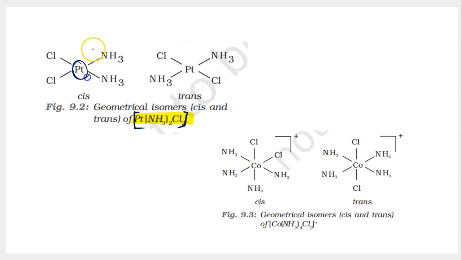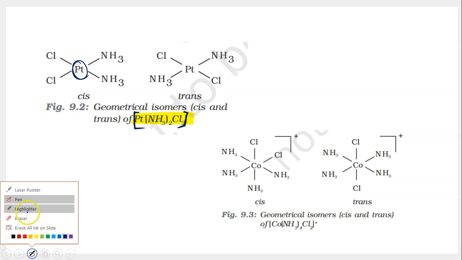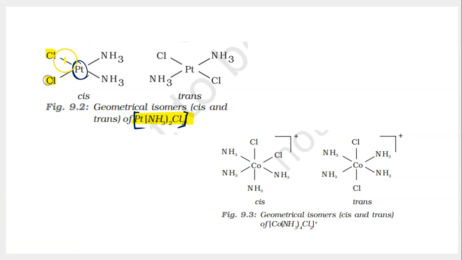I'm placing the central atom here, platinum, and since you are having 2 types of ligands, one is ammonia and the other one is chlorine, you try arranging these ligands around the central atom as you want. You try arranging it. So there are 2 possibilities of this arrangement. Possibility number 1 is you taking both the chlorines on the left hand side and both the ammonia groups on the right hand side.